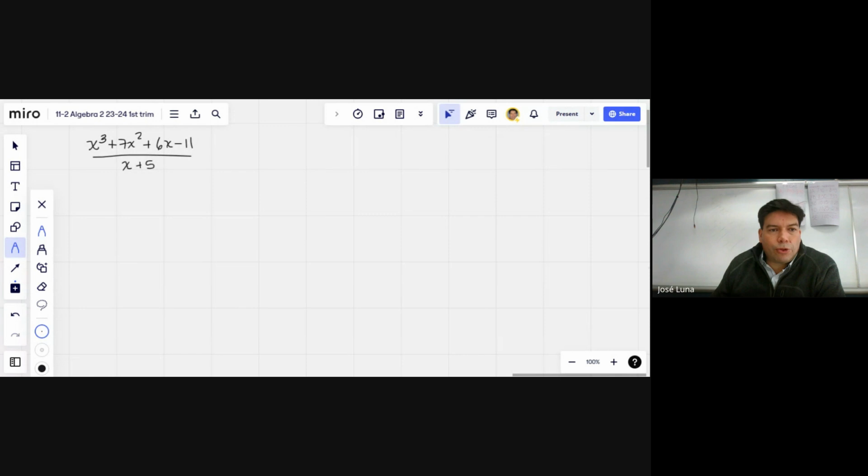Okay, so we're going to divide these two polynomials, x cubed plus 7x squared plus 6x minus 11 divided by x plus 5. We're going to use long division.